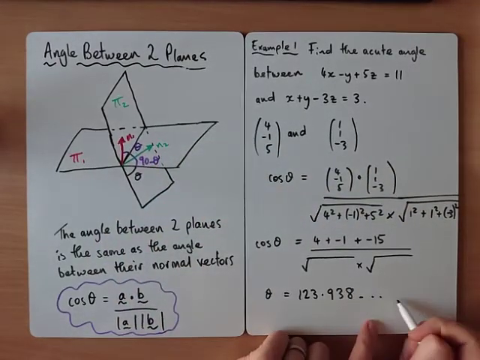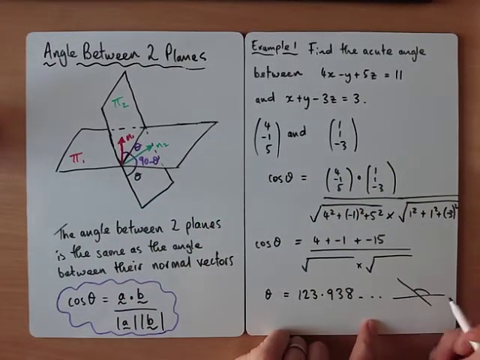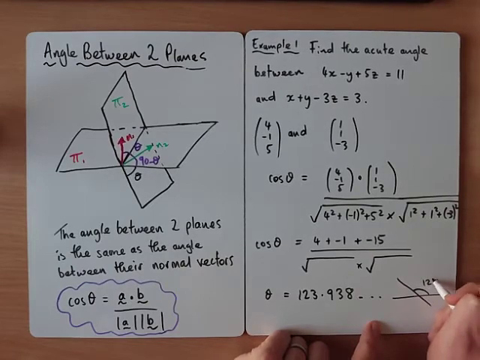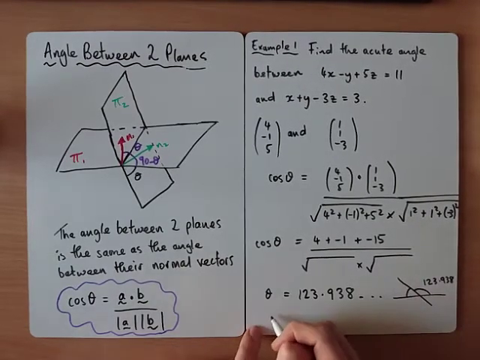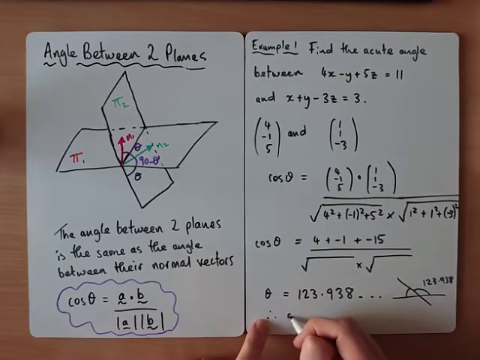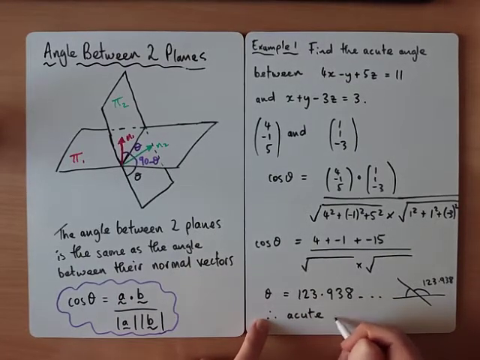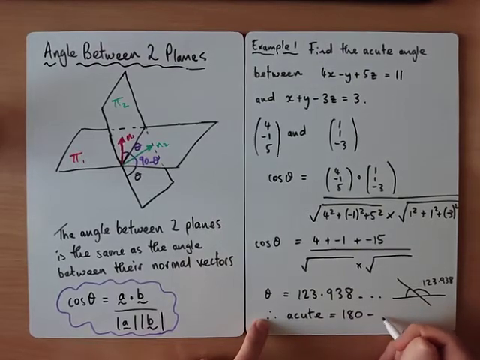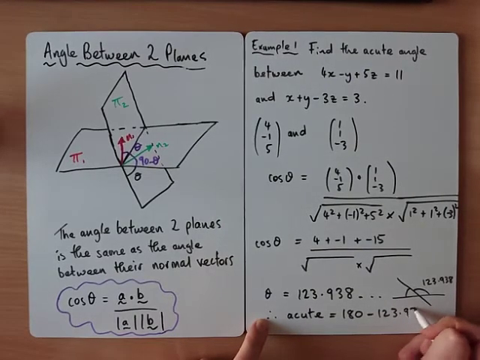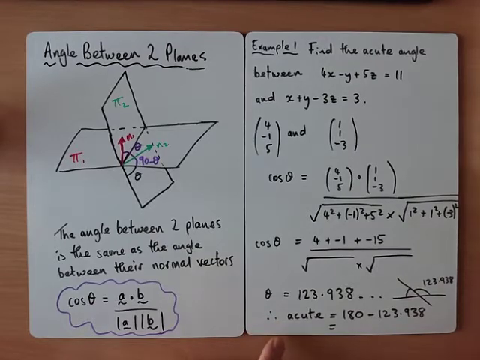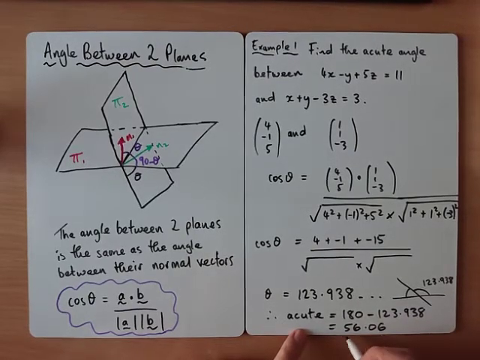If you think about what it looks like, if we had two planes here, we know the obtuse angle between the two planes is 123.938. So if we want the acute angle between them, we would simply say therefore the acute angle would be 180 minus that, which would give us 56.06 degrees to two decimal places.